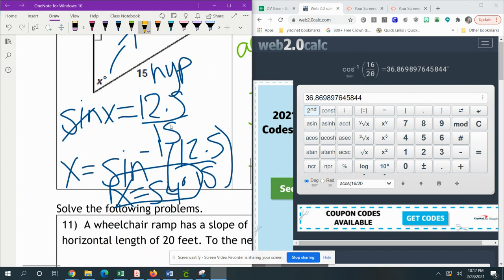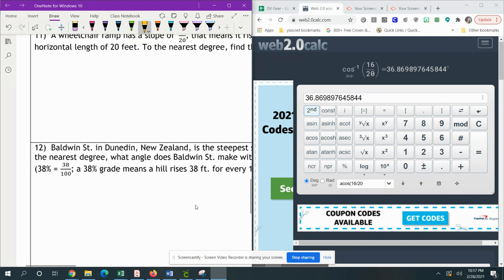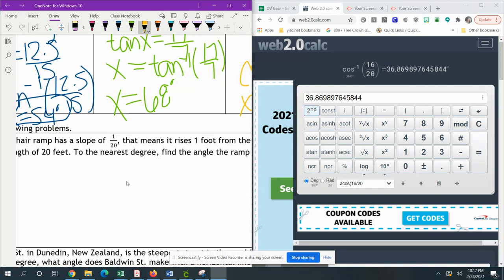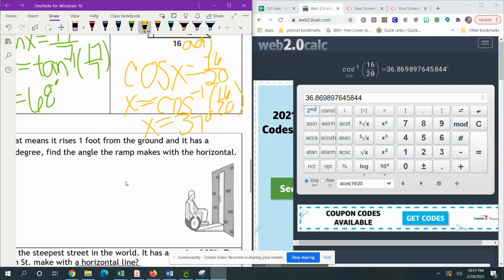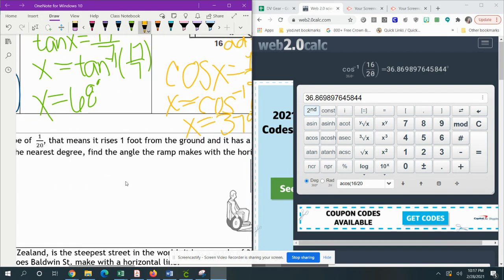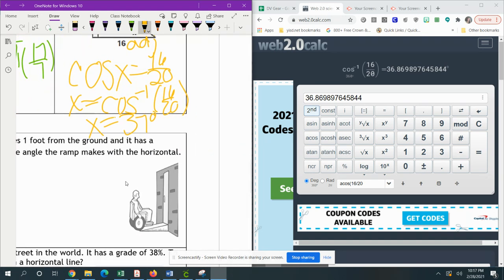Okay, the next one, it says solve the following problem. Here it says a wheelchair ramp... Oh, it froze on me. Okay, there it goes. A wheelchair ramp has a slope of 1 over 20. That means that it rises 1 foot from the ground, and it has a horizontal length of 20 feet. To the nearest degree, find the angle the ramp makes.